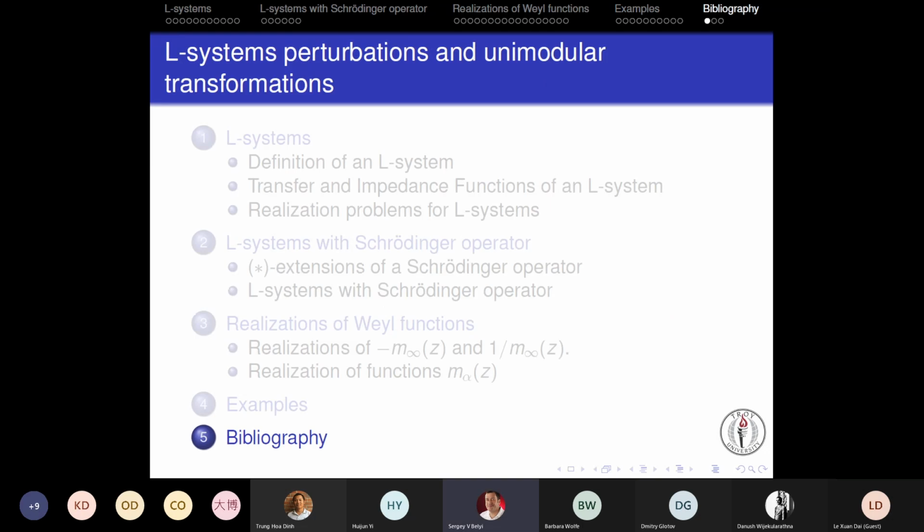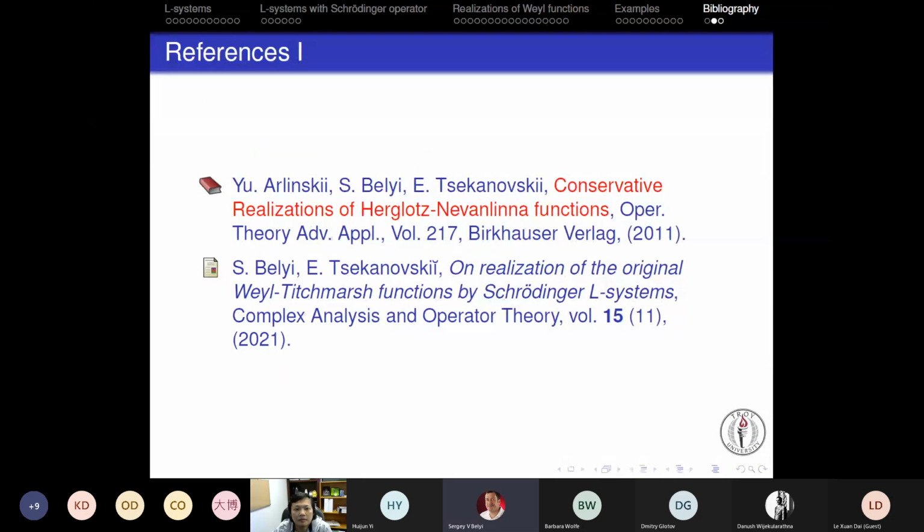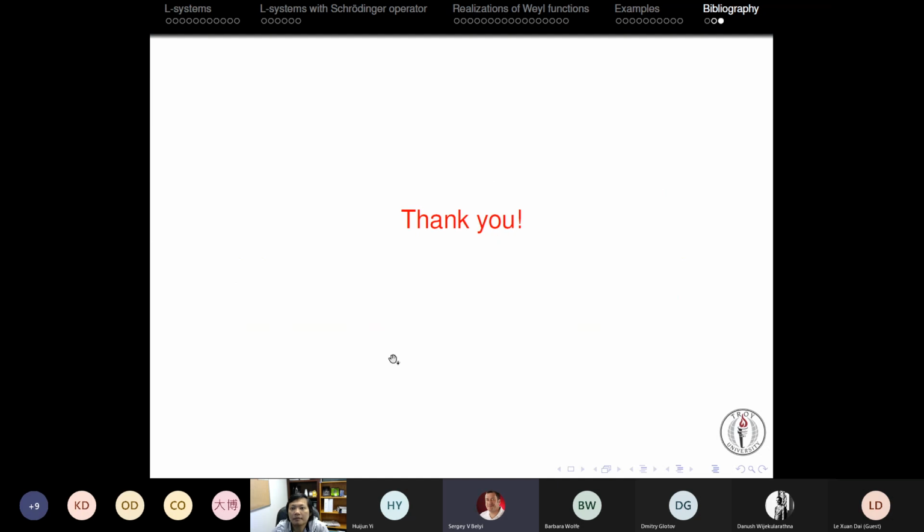Okay. And that's basically all that I wanted to tell you. The bibliography, all the L system descriptions and theory and everything is in our book, Conservative Realization of Herglotz-Nevanlinna Functions. All the new material on the realization of Weyl and Weyl-Titchmarsh functions is in our fresh paper this year in Complex Analysis and Operator Theory. It's already on arXiv. If you're interested, I can give you a link, or it is on my website. So this is it, and thank you.